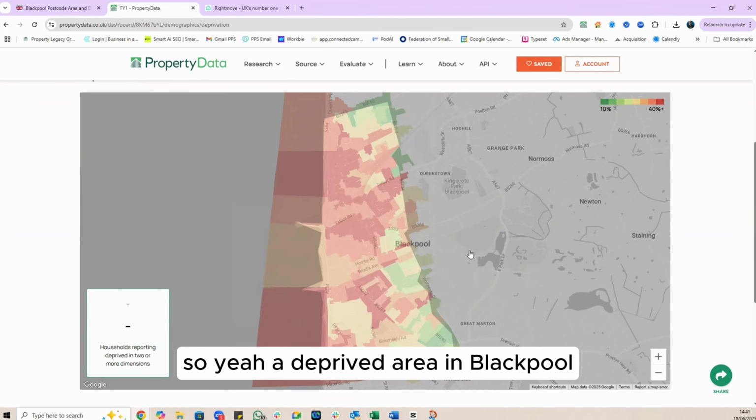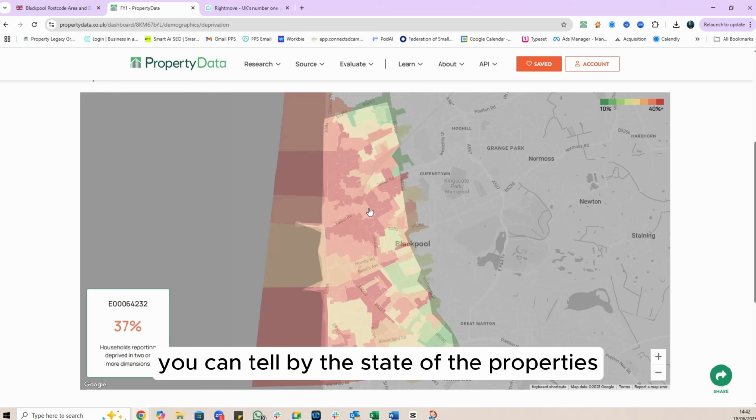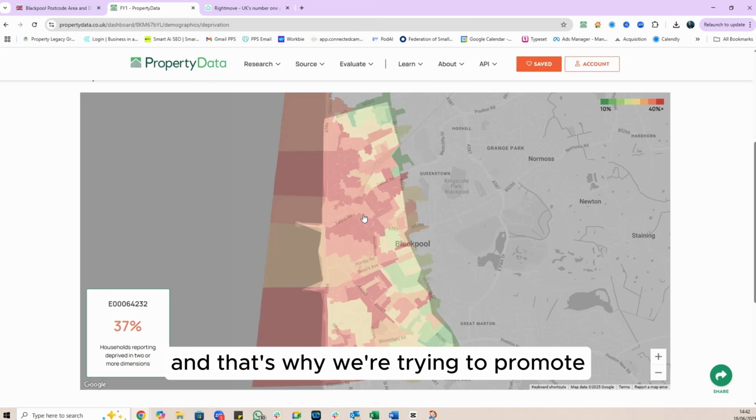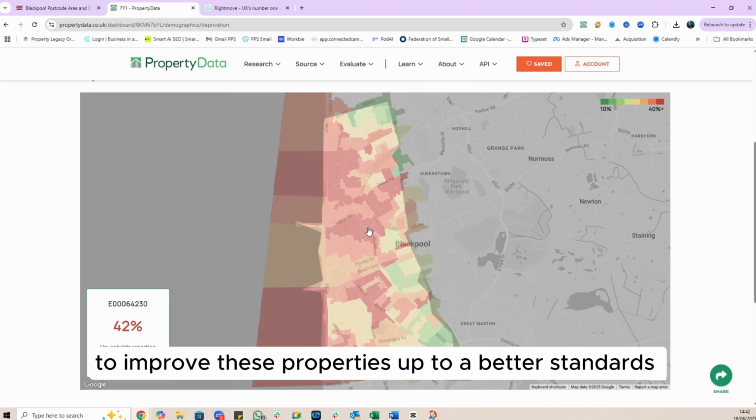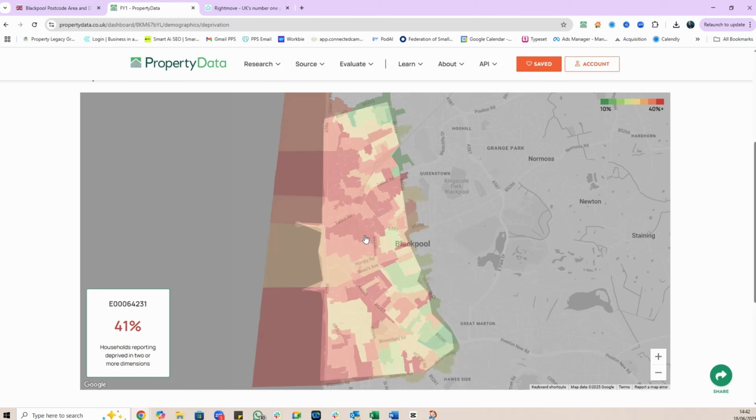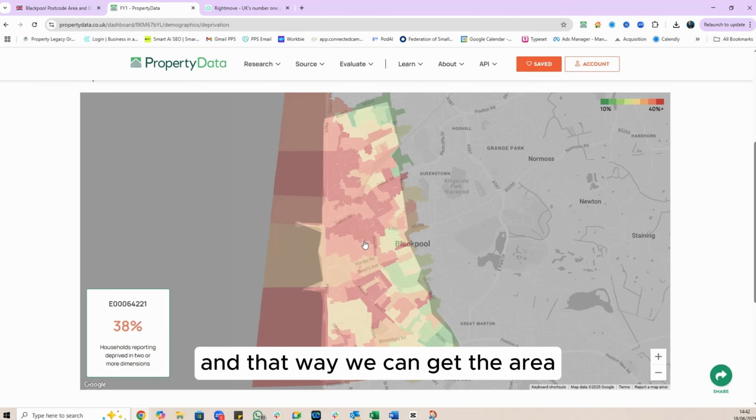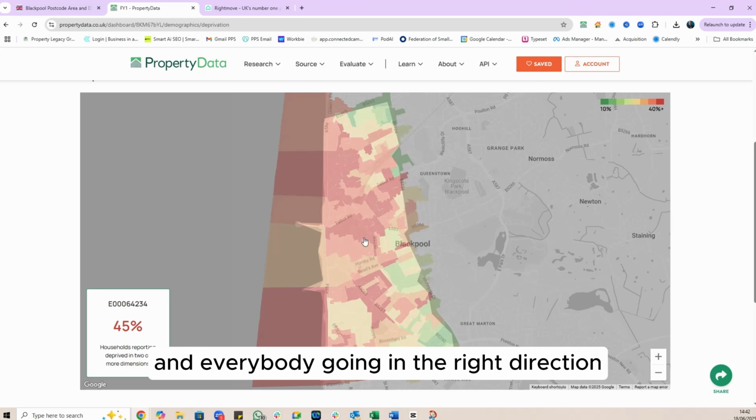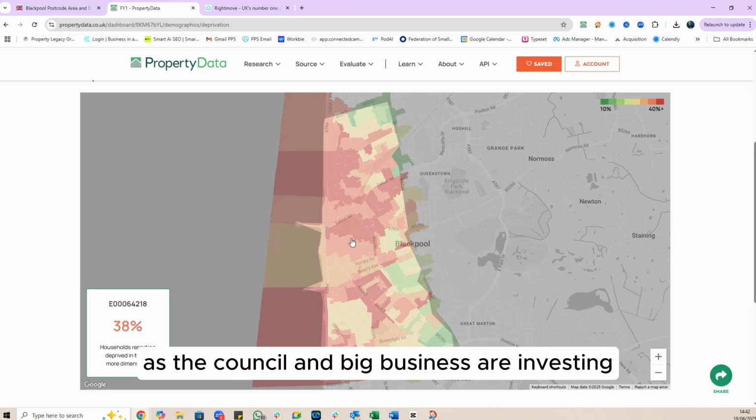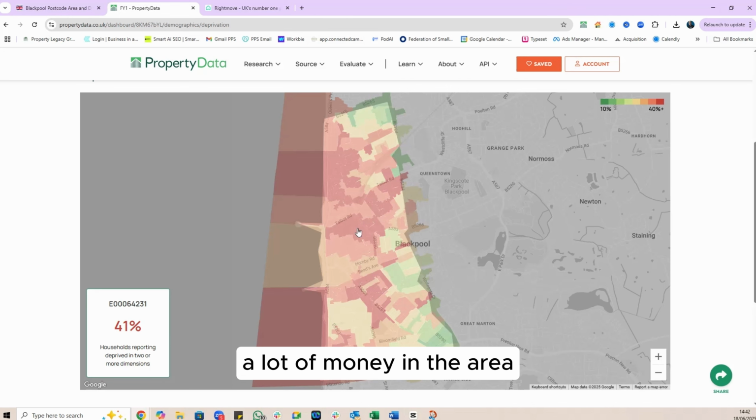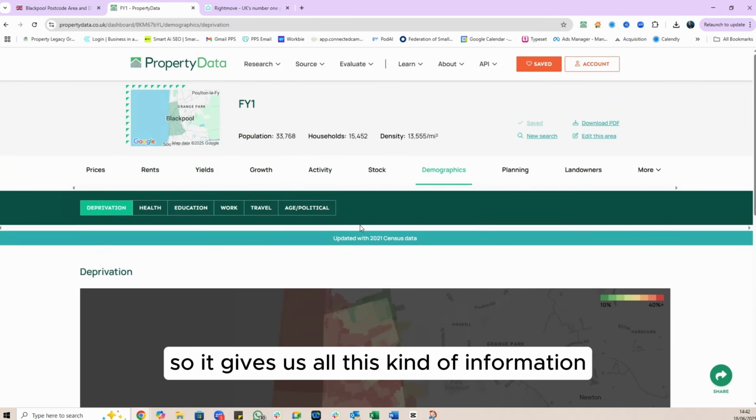Demographics. So yeah, it's a deprived area in Blackpool. You can tell by the state of the properties, and that's why we're trying to promote bringing investors to the area to improve these properties up to better standards. That way we can get the area, the community, and everybody going in the right direction, as the council and big business are investing a lot of money in the area.